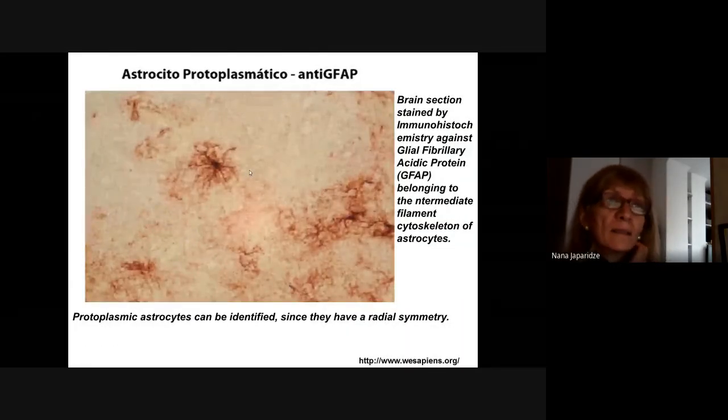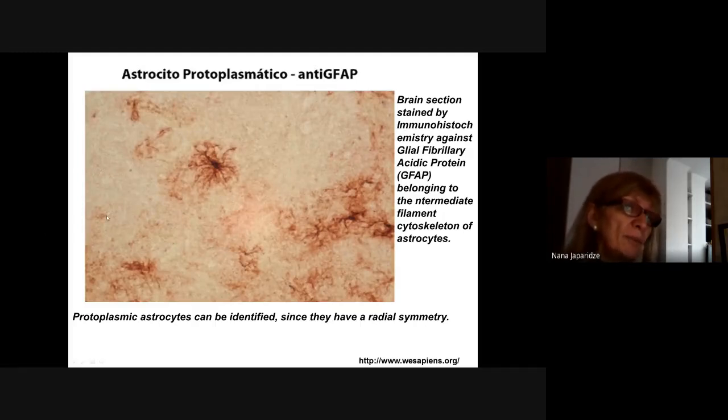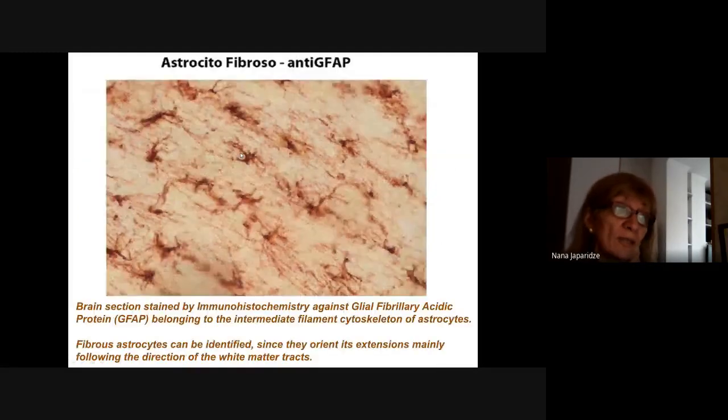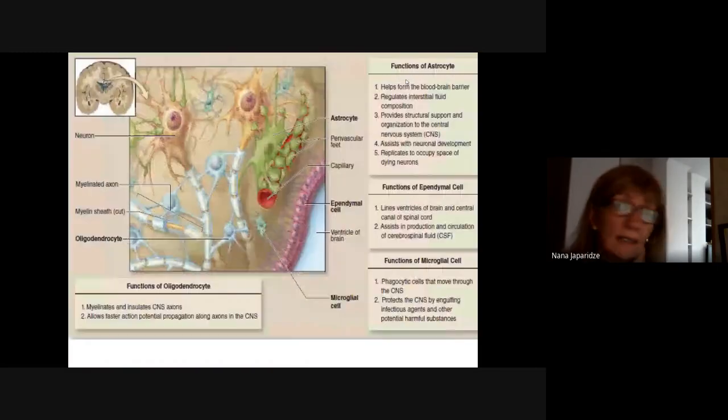So this is, again, a brain section stained by immunohistochemistry against GFAP. And you see here the astrocytes. No other types of cells are stained here, only astrocytes. Look, only astrocytes. This is a highly specific type of staining.